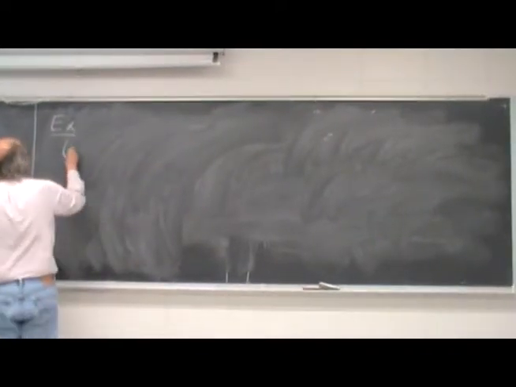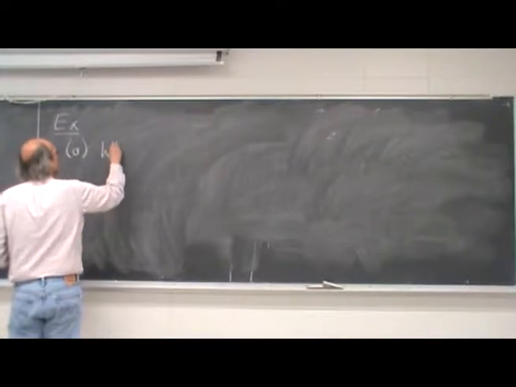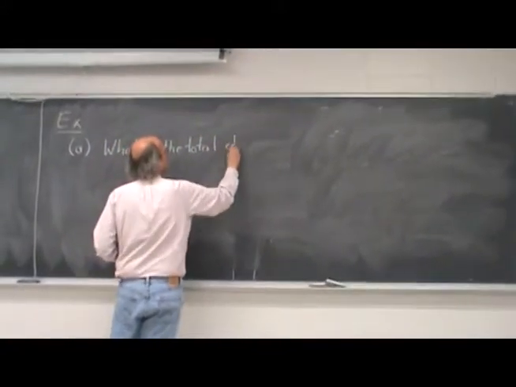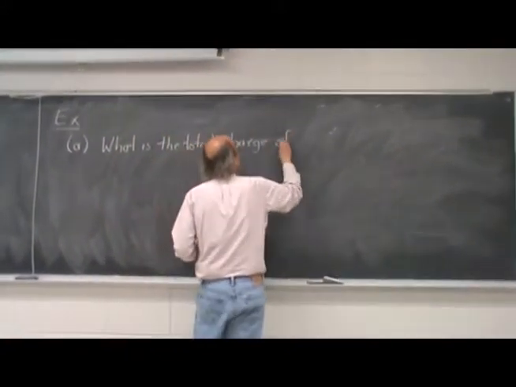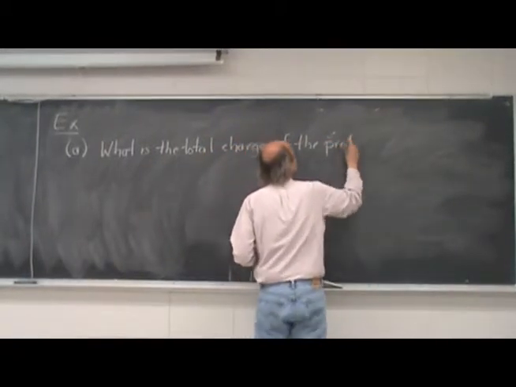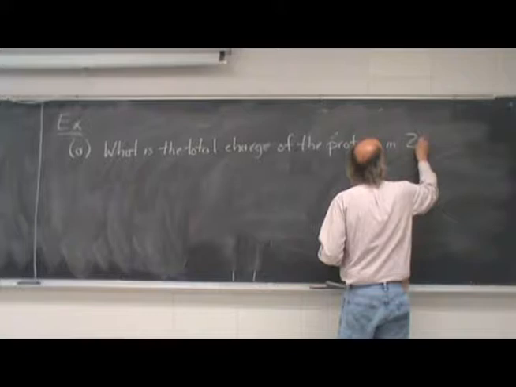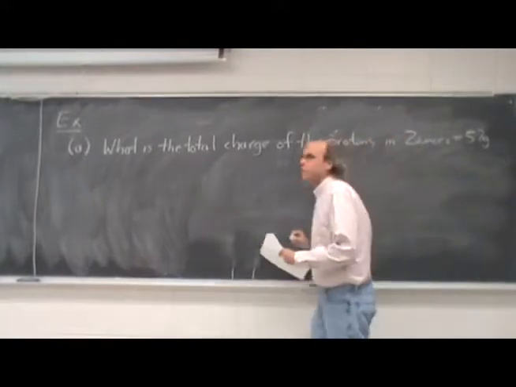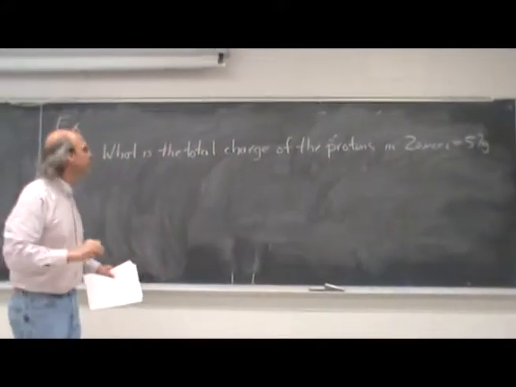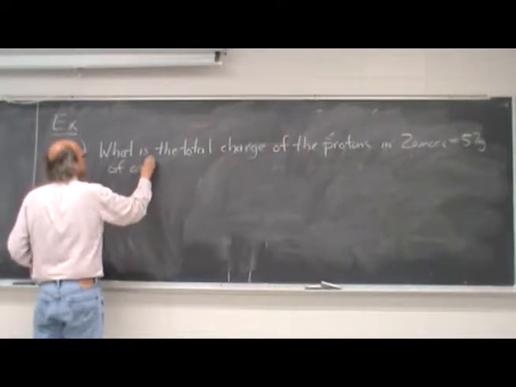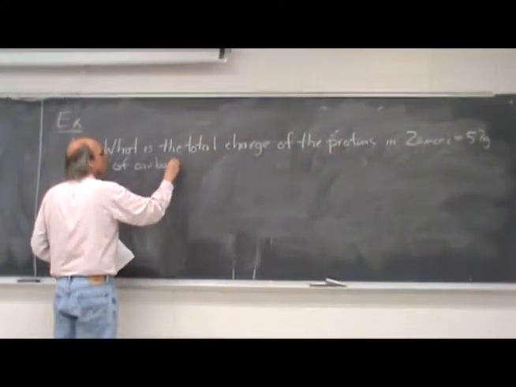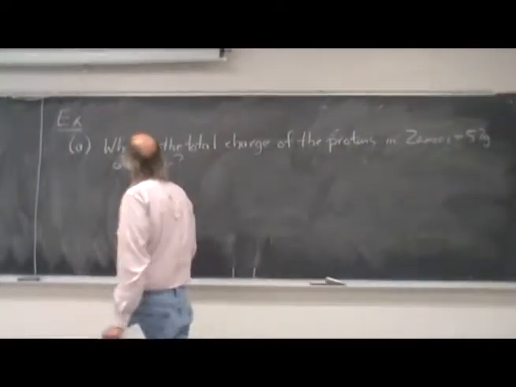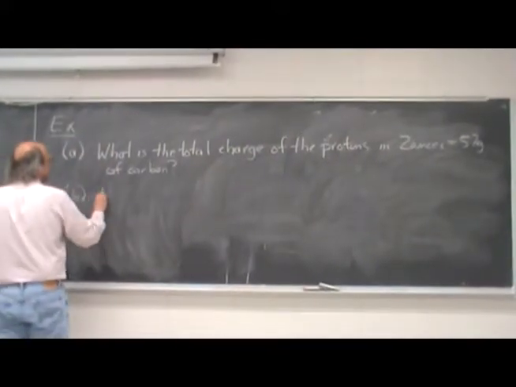We want to find out first, what is the total charge of the protons in 2 ounces, and 2 ounces is 57 grams, per Wolfram Alpha, of carbon. And that would be the net charge of the charcoal briquette if somehow the electrons had vanished. Then we're going to try to figure out if the electrons vanished.